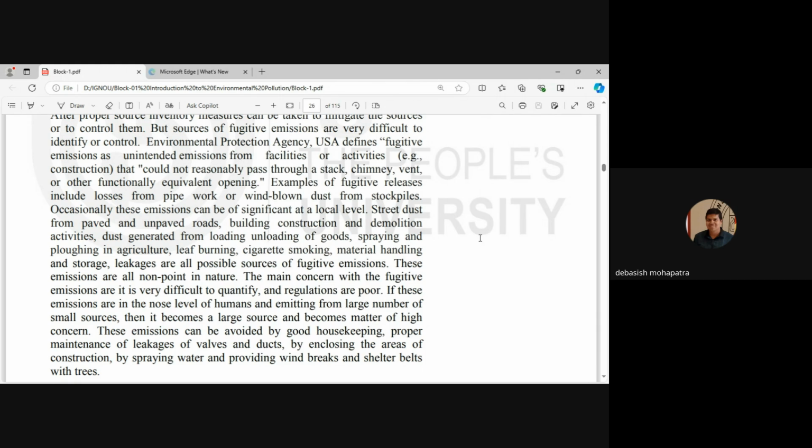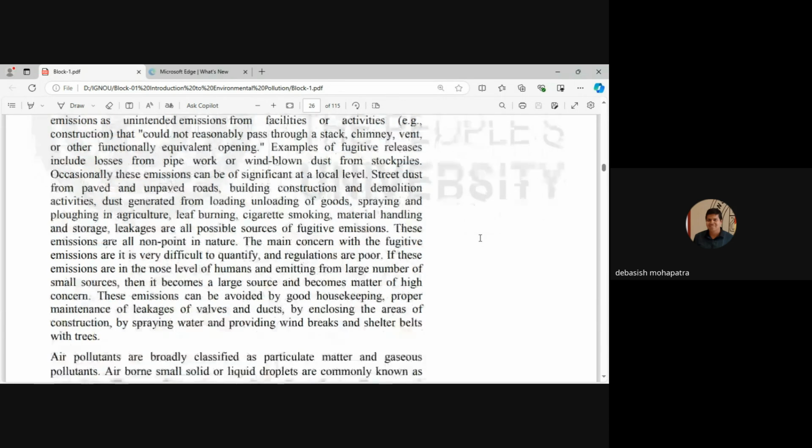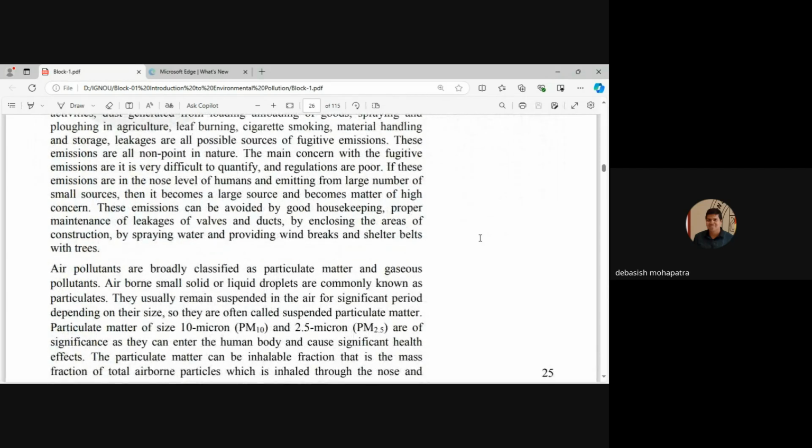So if these emissions are at the nose level of humans and emitted from a large number of small sources, they become a large source and a matter of concern. These emissions can be avoided by good housekeeping, proper maintenance of valves against leakage, and controlling dust by enclosing the area of construction, spraying water, and providing windbreaks and shelter belts with trees. These are the precautions which we can take to reduce our fugitive sources.